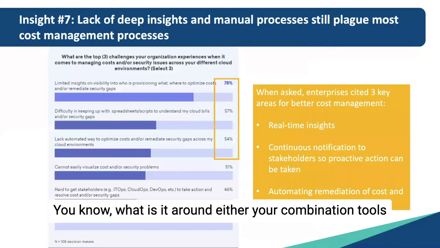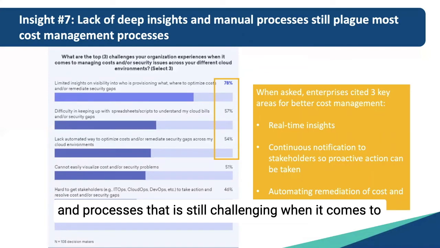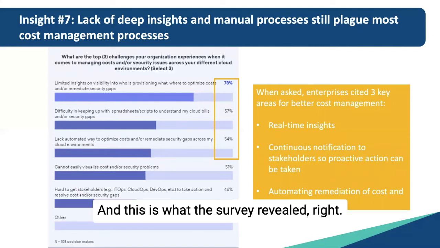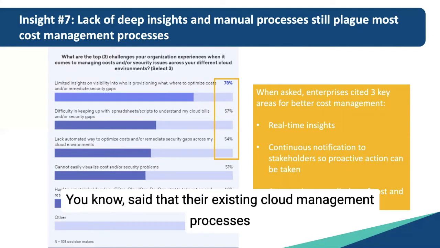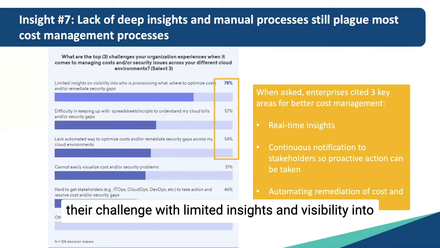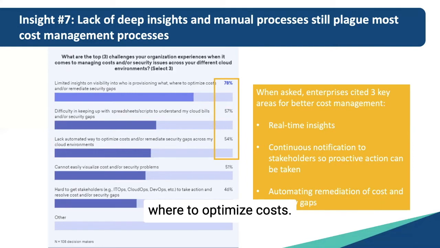What is it around either your combination of tools and processes that is still challenging when it comes to managing cloud costs? And this is what the survey revealed, right? 78% said that their existing cloud management processes are challenged with limited insights and visibility into where to optimize costs.